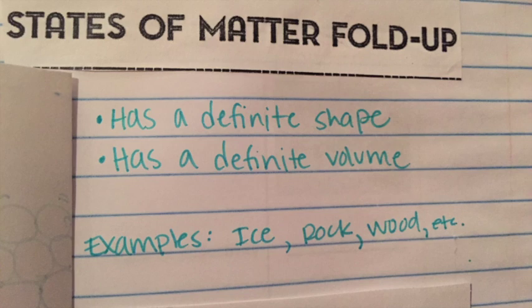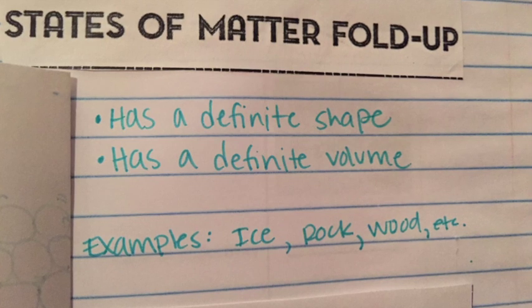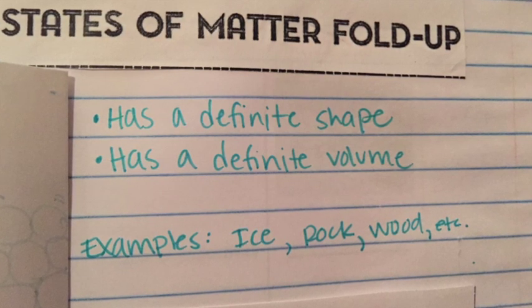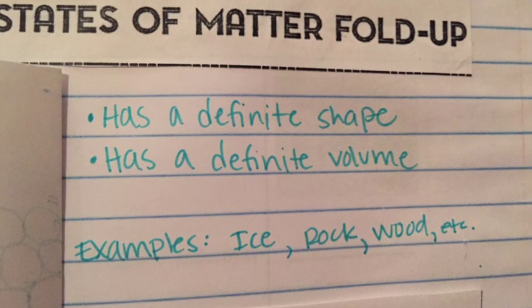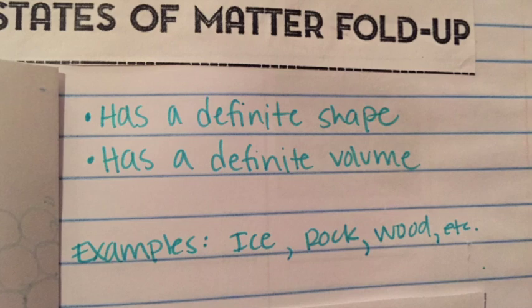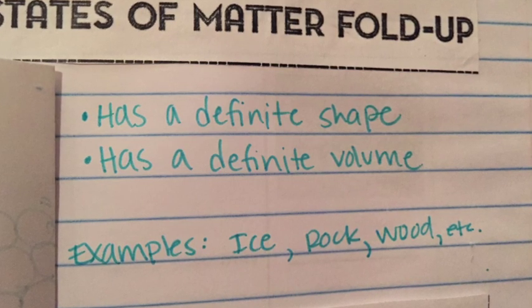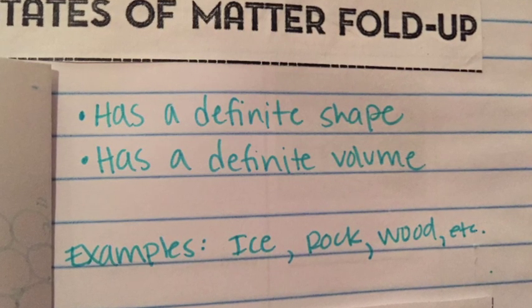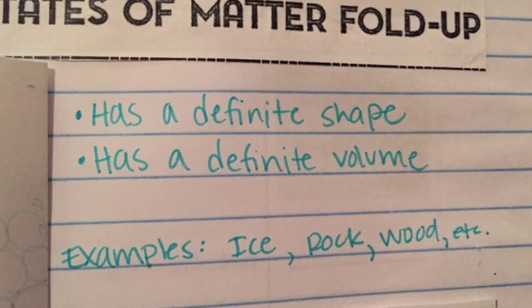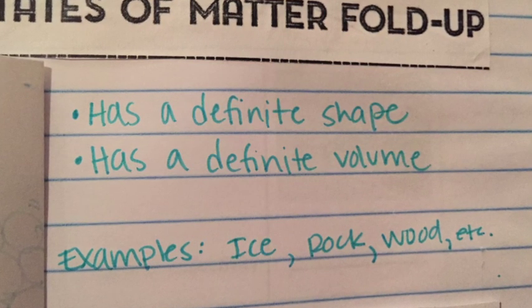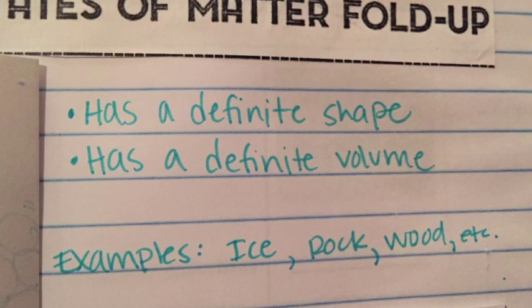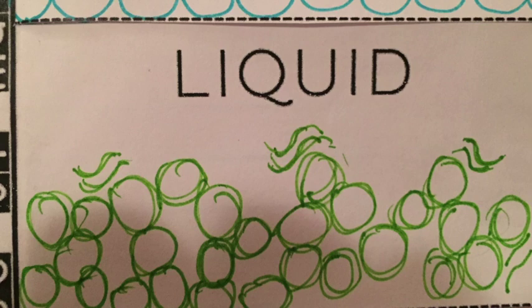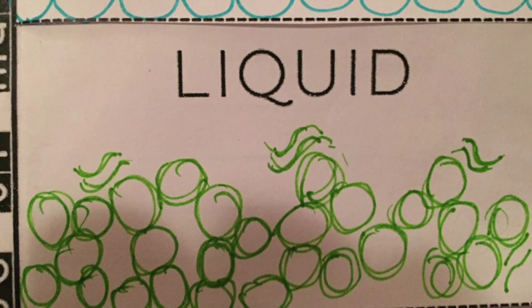Other properties of a solid are that it has a definite shape. So if you take a solid and set it on the desk, it will keep its shape. It also has a definite volume, so it will retain the same amount of volume no matter where you place it. There are many examples of solids, but a few that I wrote down here are ice, a rock, wood, or many others.